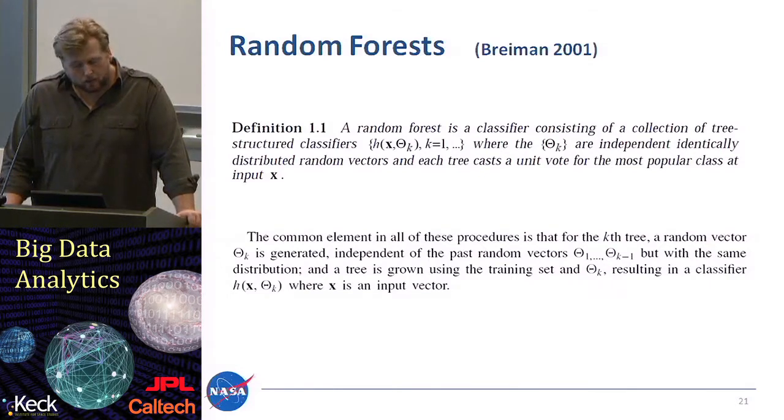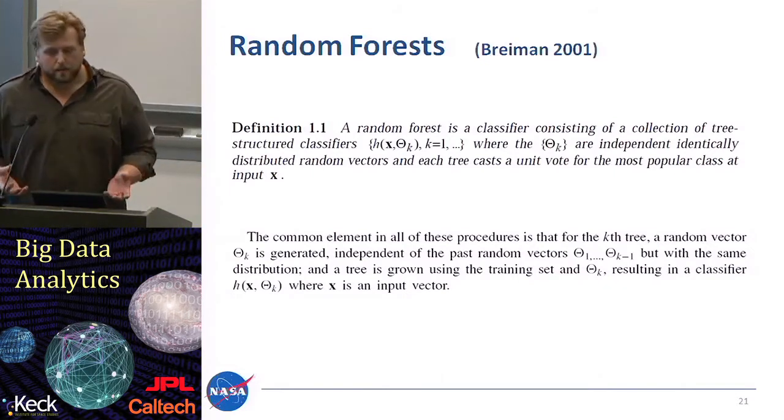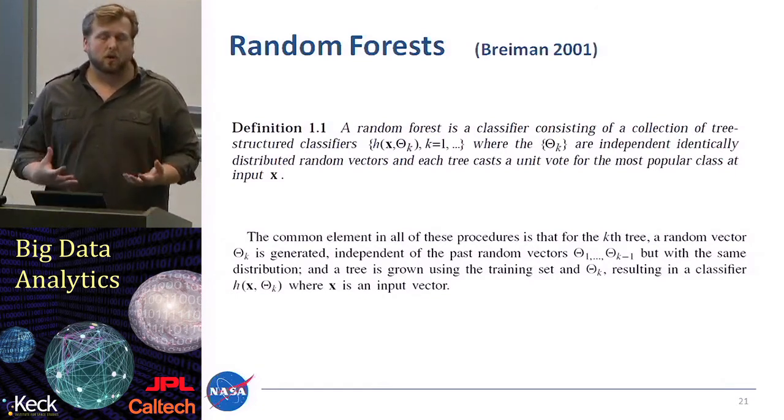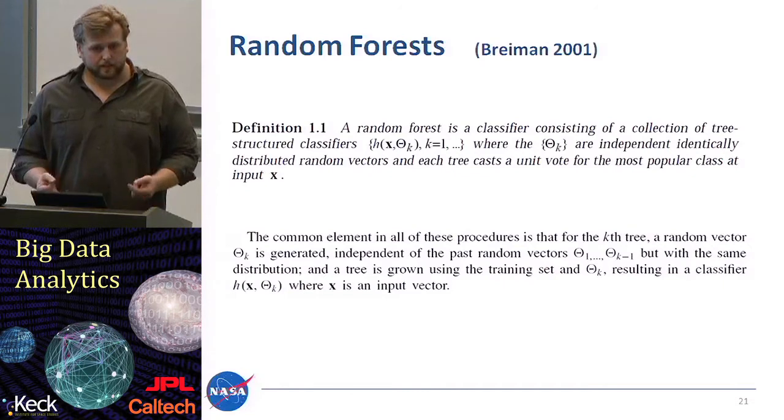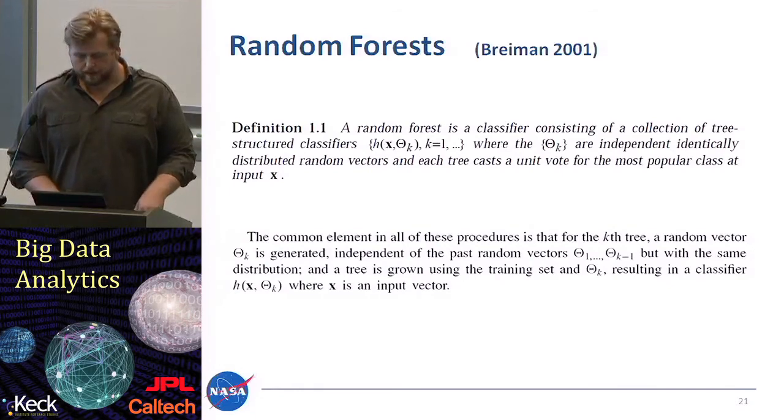The common element in all of these procedures is that for the kth tree, a random vector theta k is generated, independent of the past random vectors theta 1 to theta k minus 1, but with the same distribution. And the tree is grown using the training set and theta k, resulting in a classifier h of x and theta k, where x is the input vector. So the point here is you end up with an ensemble of trees where every tree is grown on a slightly different subset with slightly different features, and that gives you diversity. And the power in these ensembles comes from the diversity of the base classifiers.